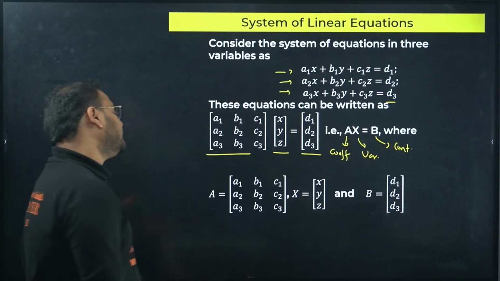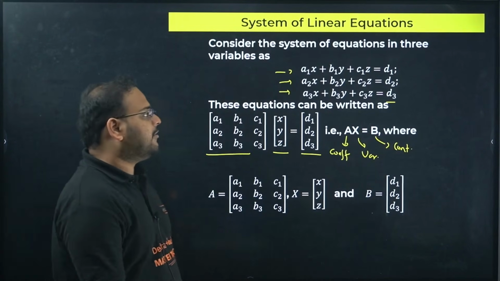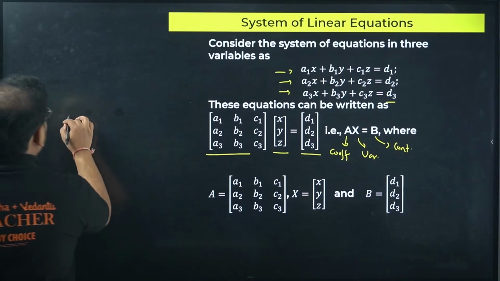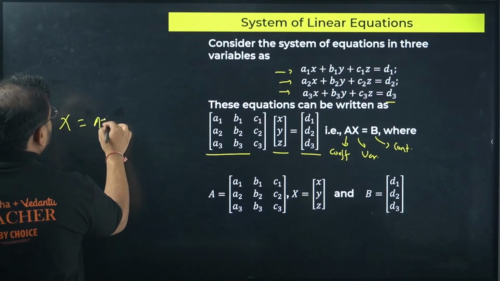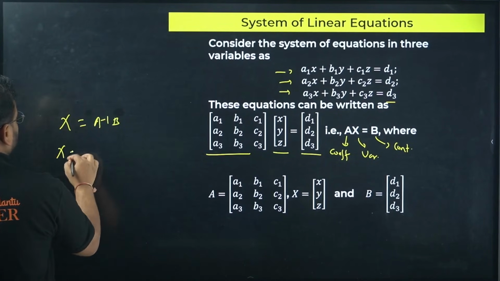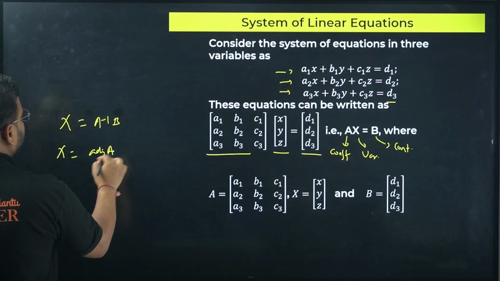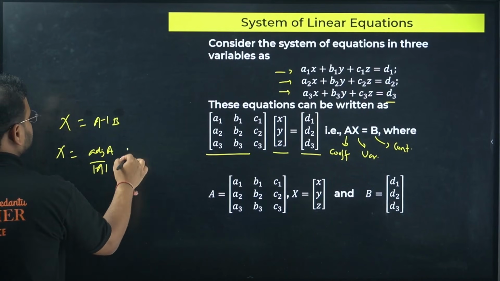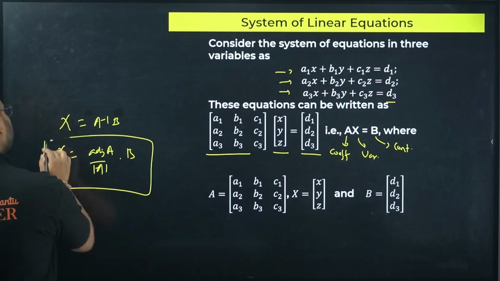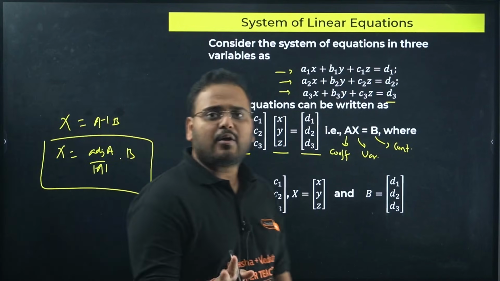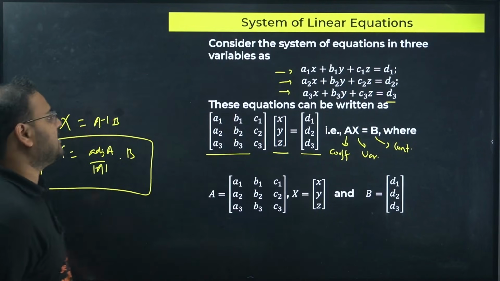When you do that, you're looking to find what? The value of X. So how do you find the value of X? Simply by taking A inverse product with B. So basically adjoint of A product with B divided by determinant of A. This is going to be the result. We have equations like this. A 5-marker question comes in your boards based upon the same concept.